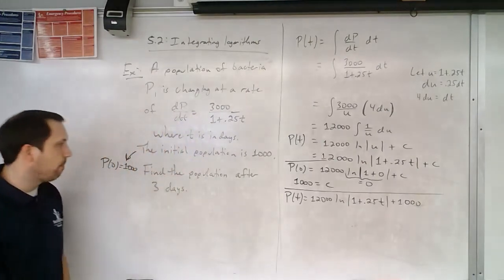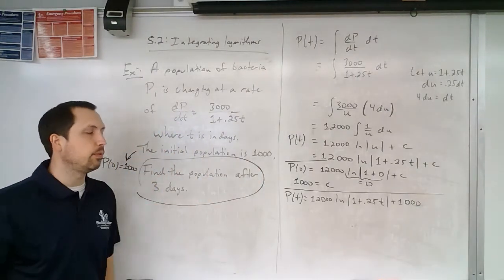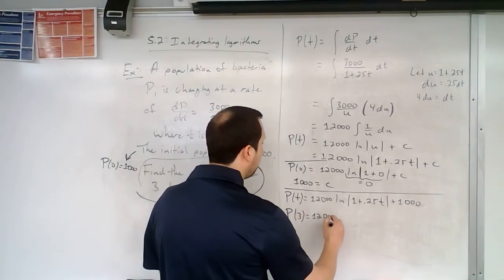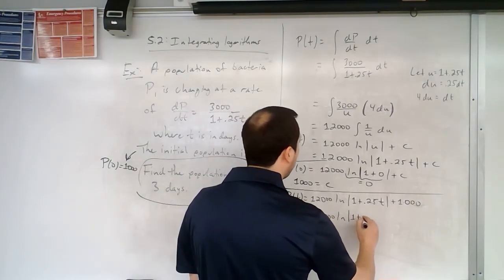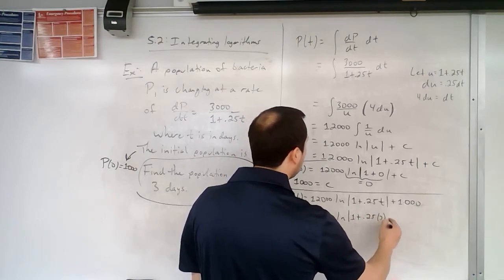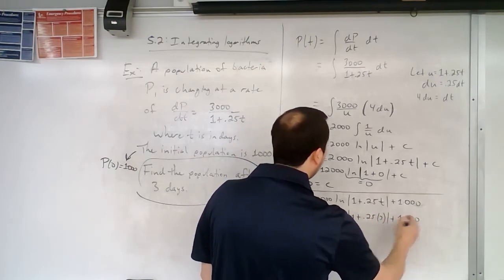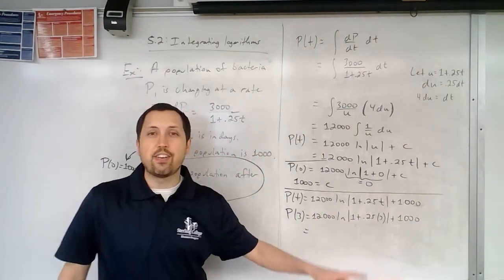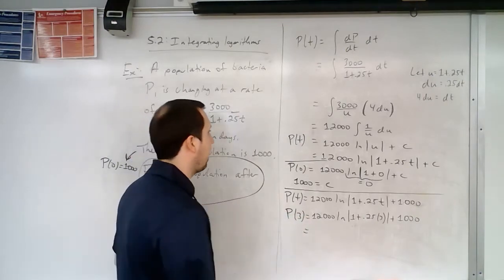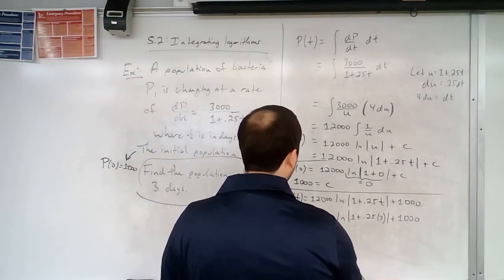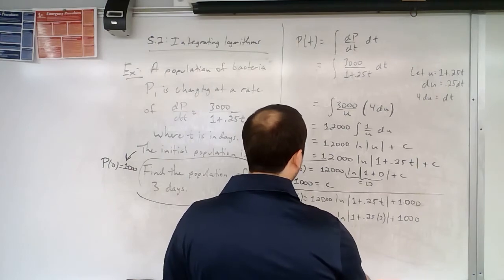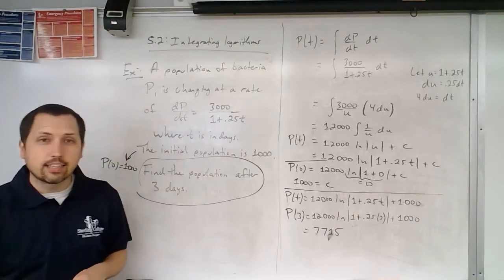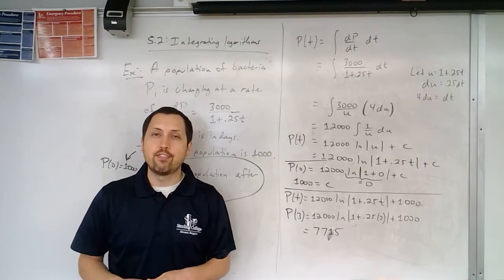But I'm looking for the population after 3 days, in other words, when t is equal to 3. I see that P of 3 is equal to 12,000 natural log of the absolute value of 1 plus 0.25 times 3, plus 1,000. Taking the natural log of 1.75, multiplying that by 12,000, adding 1,000 to that, we get roughly 7,715. Approximately, that's the population, 7,715.